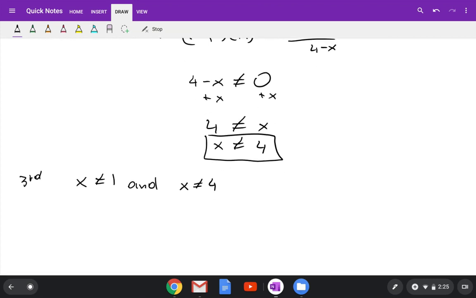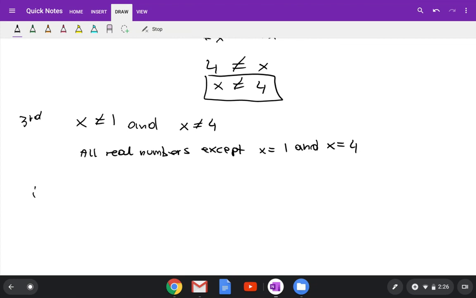So the answer, again, if that would be your next test, just open responses, you can always say it: all real numbers except x equals 1 and x equals 4.